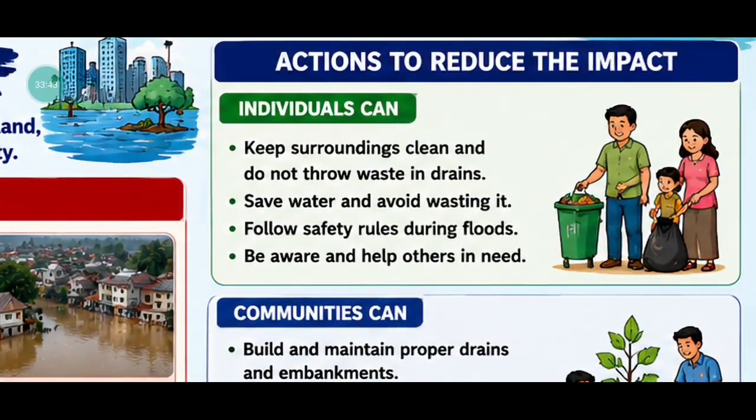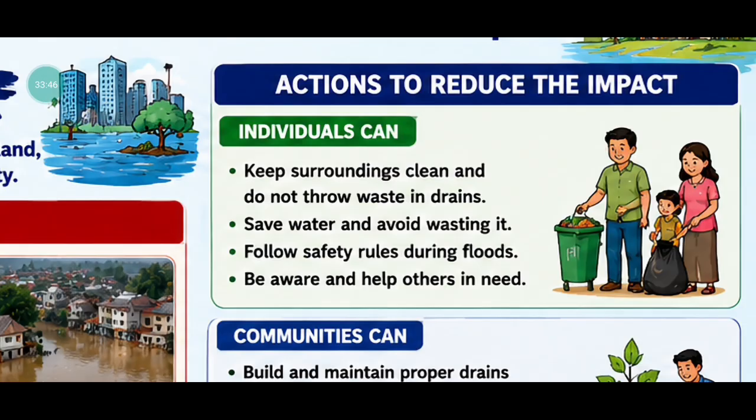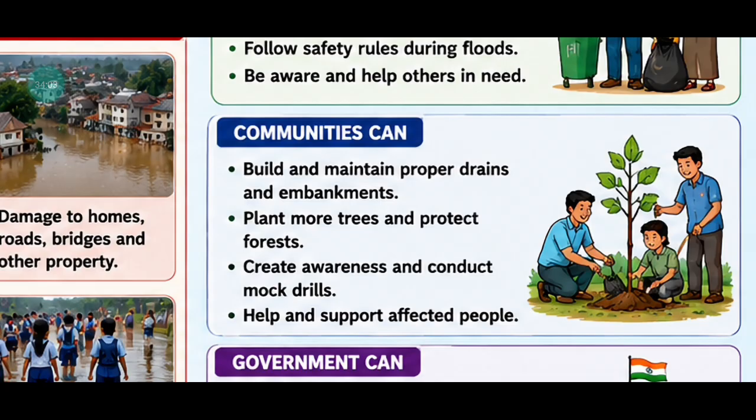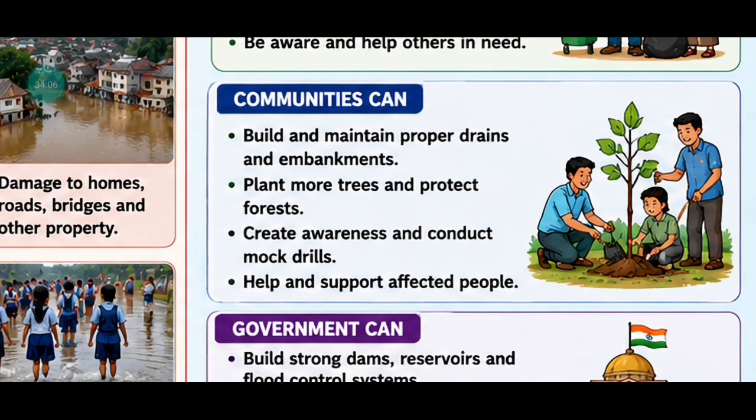So what individuals can do: keep surroundings clean, do not throw waste in drains, save water, avoid wasting water, follow safety rules during floods, be aware, and help others in need. So these are the tasks which should be done by individuals. Next, community. What can the entire community do? Build and maintain proper drains and embankments. Many people together can do it.